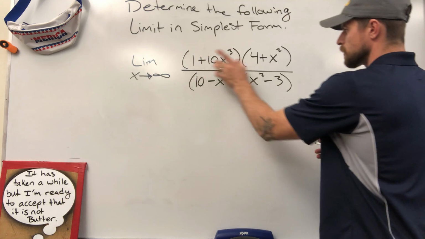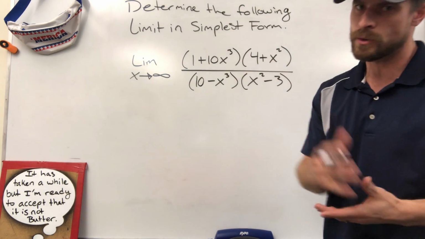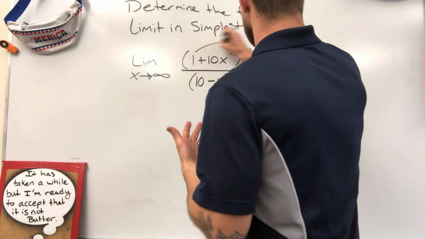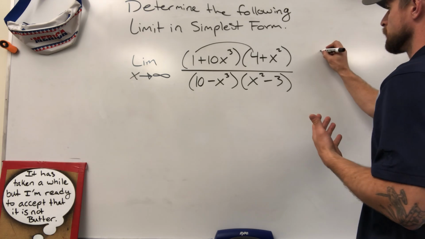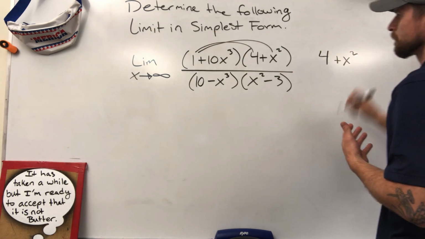So we've got a binomial times a binomial. What you want to start doing is just using the FOIL method, or however you were taught how to multiply binomials back in the day. Let's get started with that. So I'm just going to draw it out. 1 times 4, that's going to give me 4. 1 times x squared, that's going to give me an x squared.